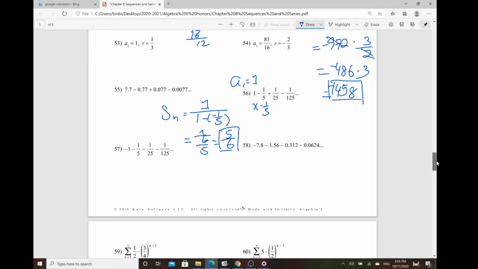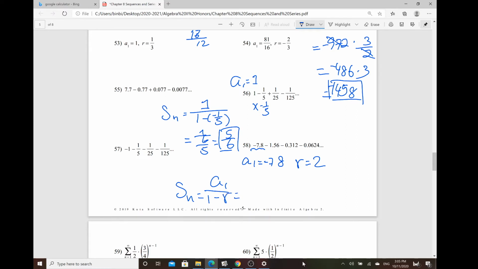Okay, so now let's see what else. What about this one? It's all decimals. Again, a sub 1 is given, negative 7.8, and then just find the common ratio. The way to do it, simply multiply this one by 2. So the common ratio is 2. Using the summation formula, a sub 1 over 1 minus r.